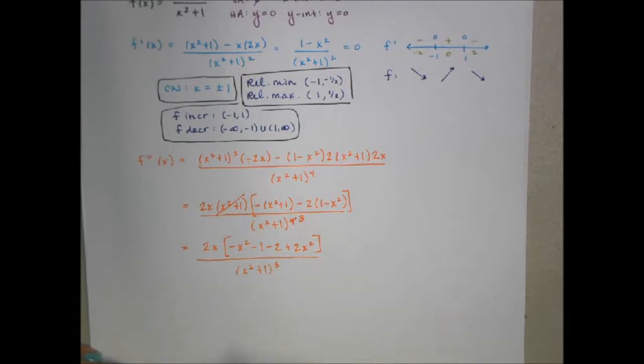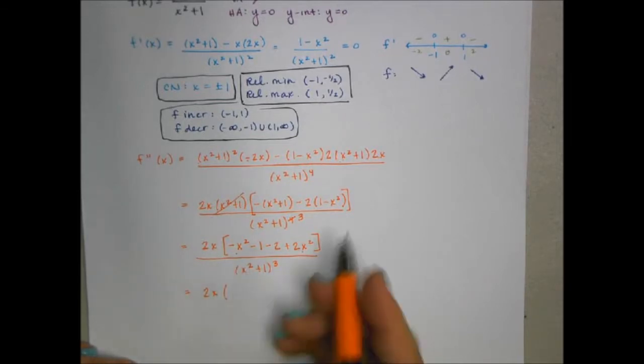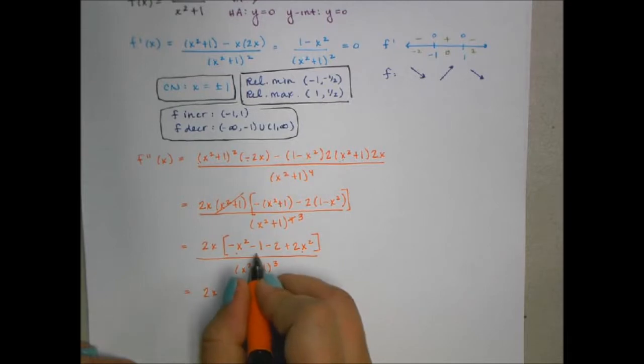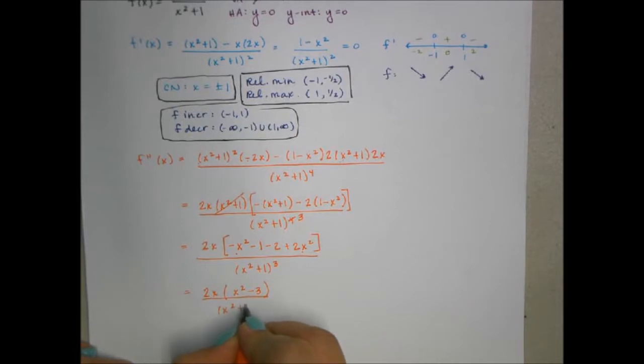And continue simplifying this. So 2x squared minus x squared is x squared, and negative 1 minus 2 is negative 3. So there's our cleaned up second derivative. I set it equal to 0.